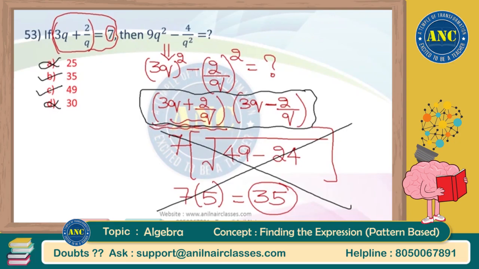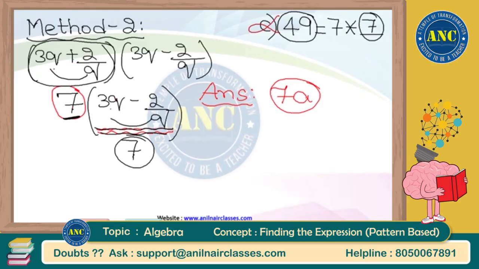But having said that, two options remain, and we eliminate 49 because it is 7 multiplied by the same number 7. If I make it the same number 7, that means the sum of the two numbers 3q and 2/q is 7, and the difference of the two numbers would also be 7. No. The sum and the difference of two numbers cannot both equal 7 in this case. So the answer cannot be 49 either. The only option left is 35.